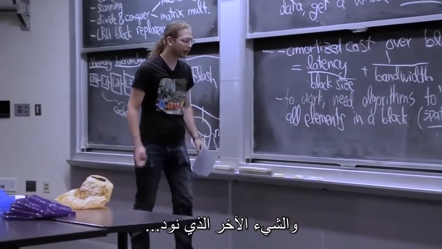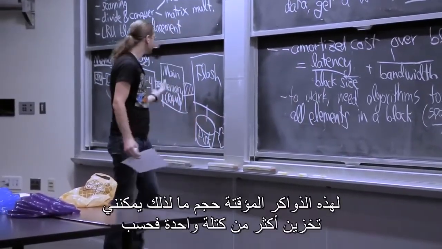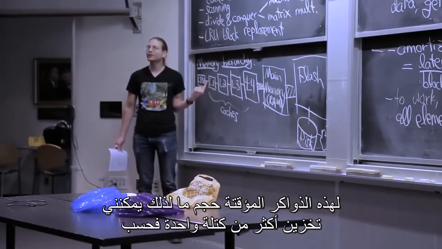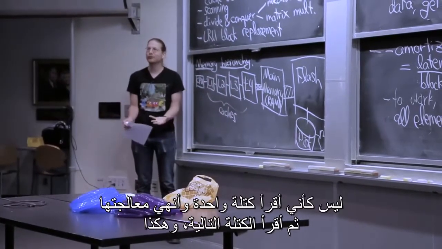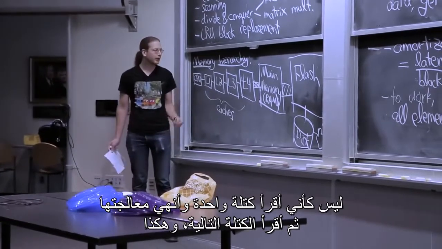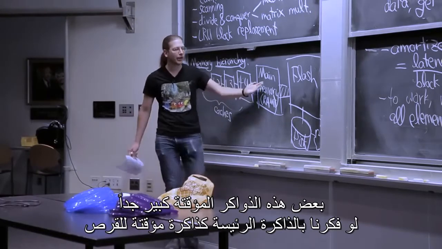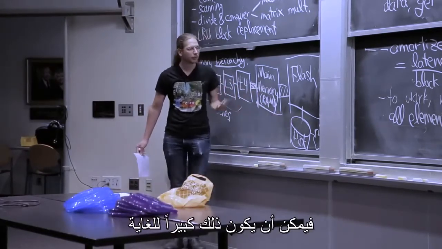And the other thing we'd like, these caches have some size. So I can store more than just one block. It's not like I read one block and I just finish processing it and then I read the next block and go on. Some of these caches are actually pretty big. If you think of main memory as a cache to your disk, that can be really big.